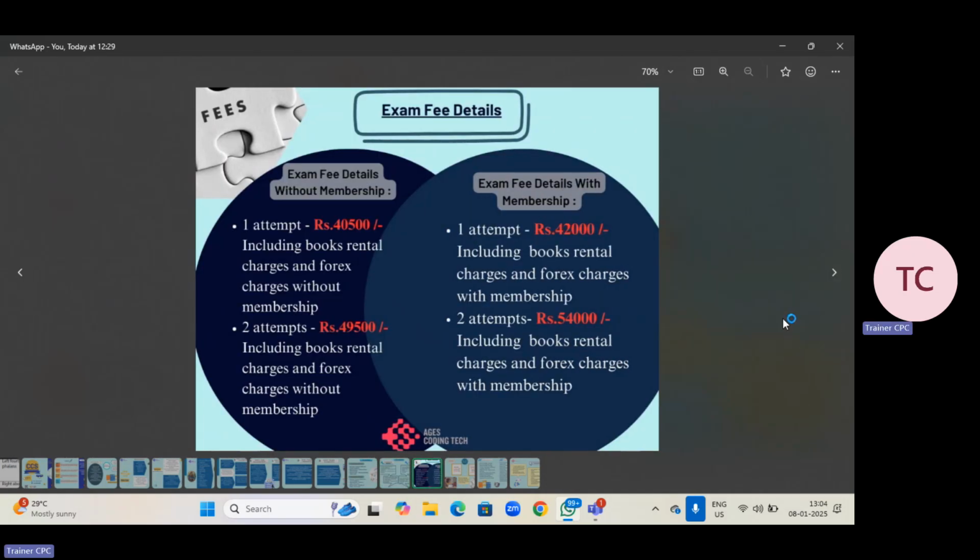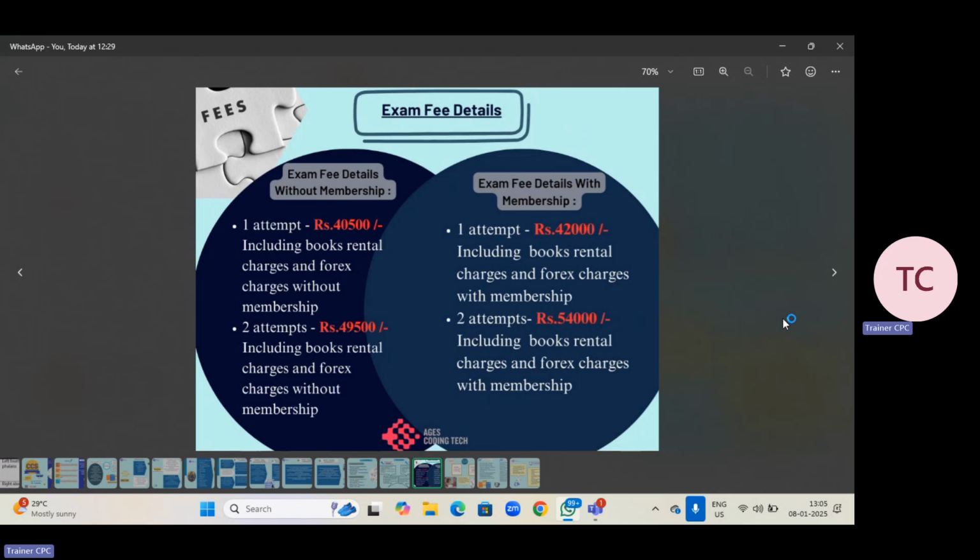Okay. So far, I'm discussing the CCS exam, right? Now I'm coming to the fee details for the CCS exam. So coming to the CCS exam, exam fees without membership, that is without AHIMA membership. For one attempt, it is 40,500. For two attempts, it is 49,500.